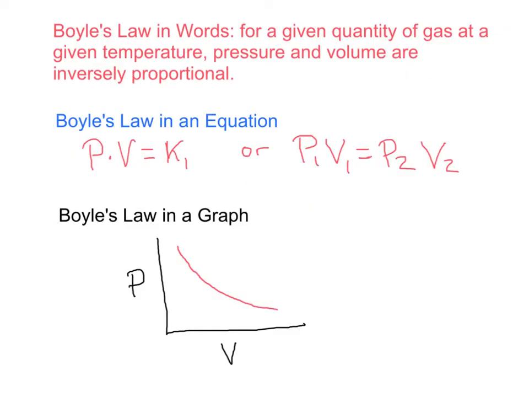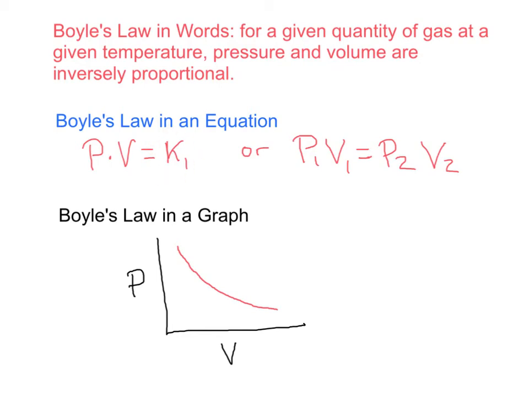All right, so Boyle's law states that for a given quantity of gas at a given temperature, pressure and volume are inversely proportional. And you should write that down. And the equation comes in two forms. We have Boyle's law as P times V equals K1. That's just what we proved in the last slide.